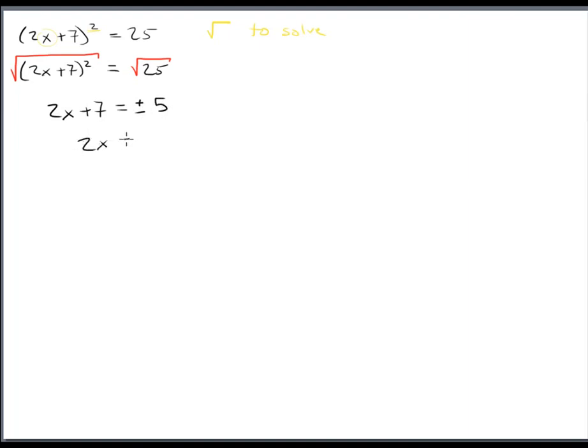So 2x is going to be equal to plus or minus 5 minus 7. So we take our positive case, plus 5 minus 7, and plus 5 minus 7 is a negative 2. We take our negative case, that's minus 5 minus 7, and that's a negative 12. So we have 2x is equal to a negative 2 or a negative 12. That means that x is equal to a negative 1 or a negative 6. Great, that's our solution. Let's take a look at another problem.